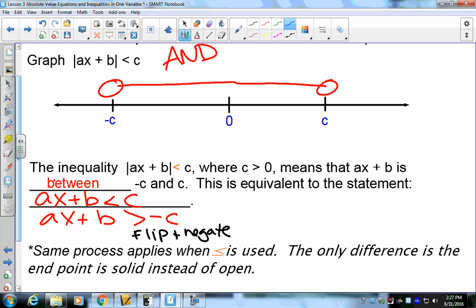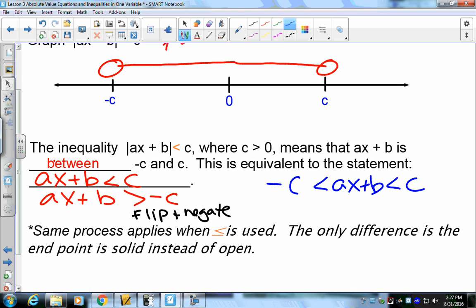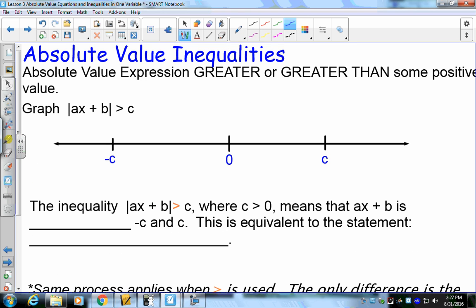Now remember, since this is an and, it's a compound. So really, I'm saying this. Because that's what happens with an and. We have our sandwich inequality in there. All right, so when I have a less than, it ends up being an and. The shading happens in between.